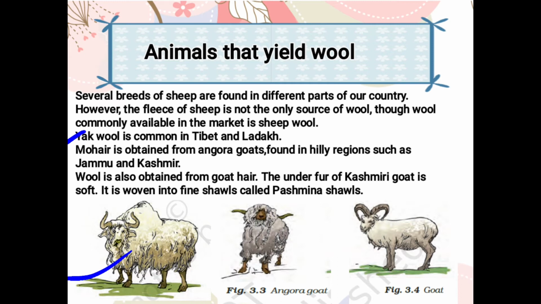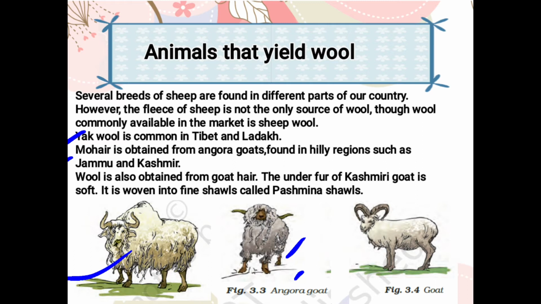The next kind of wool that we obtain is from the Angora goats. The wool that we obtain from the Angora goats is the mohair wool. Mohair is obtained from the Angora goats, and where are they found? They are found in the hilly regions of Jammu and Kashmir. Here you can see the picture of the Angora goat.